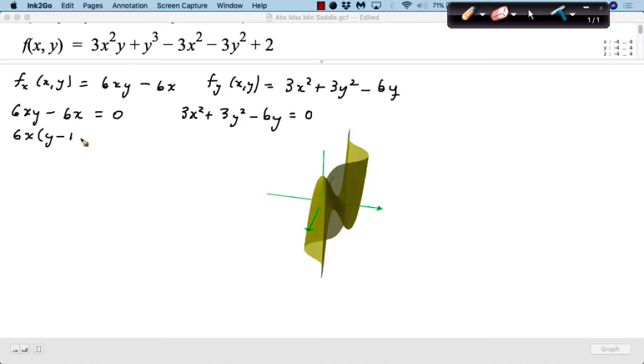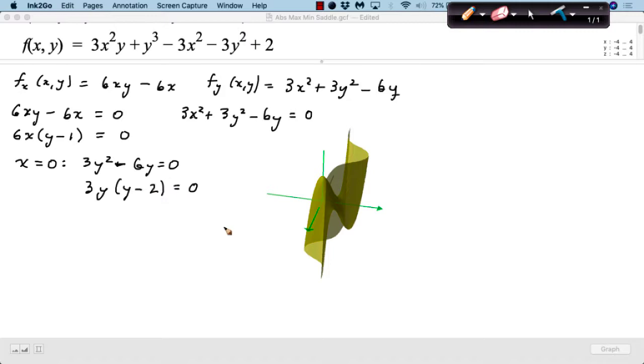Because that tells us that in order to get the first partial with respect to x to be 0, two things have to be true. Either x has to be 0 or y has to be 1. So we'll say x equals 0 and then find out what y could be with the other one, to make it 0. So first, x equals 0. That means that if x is 0, then 3y squared minus 6y equals 0, and that factors now. Pull out 3y.